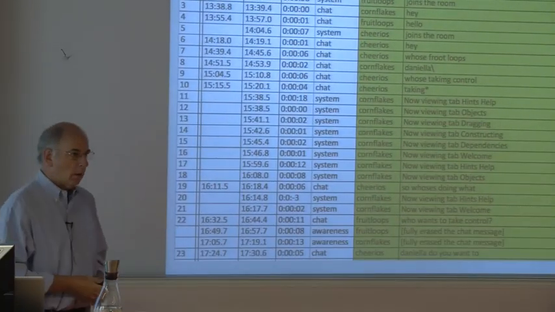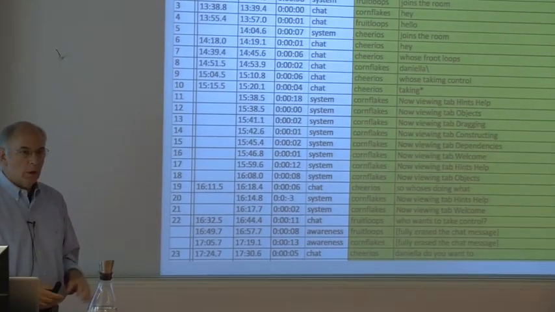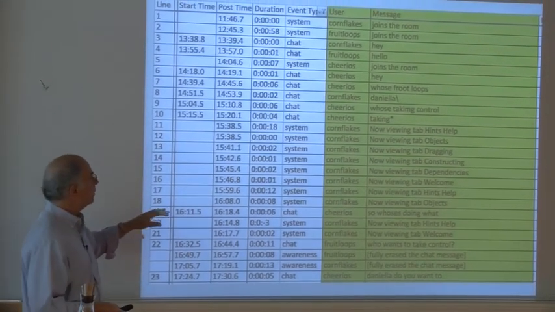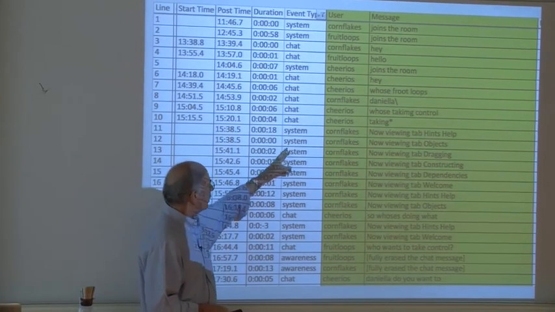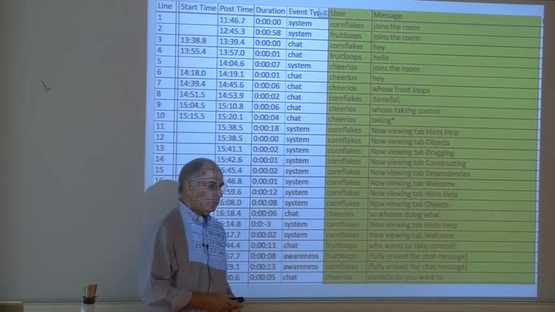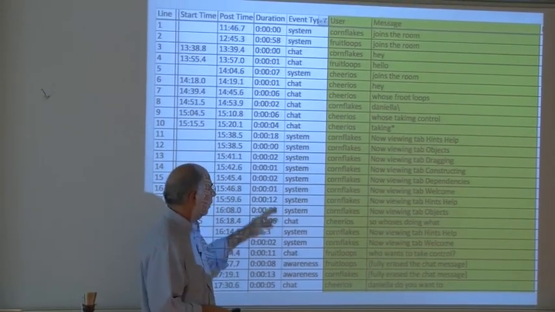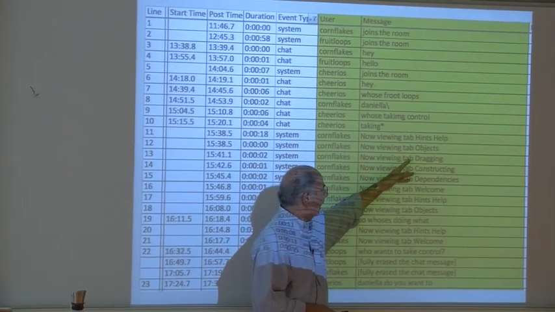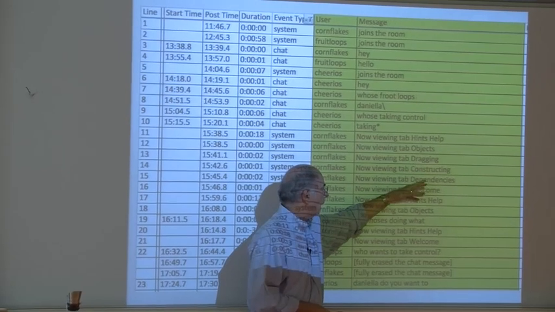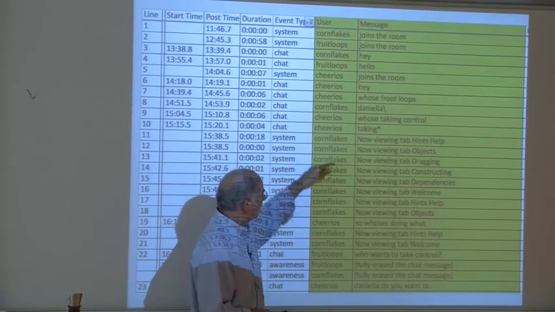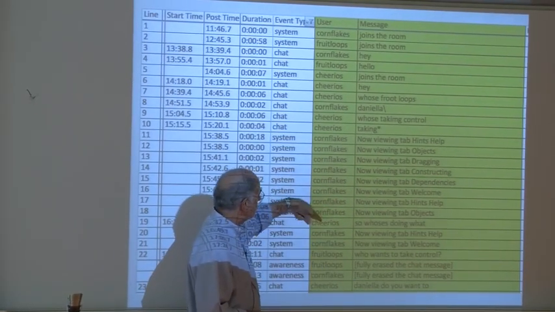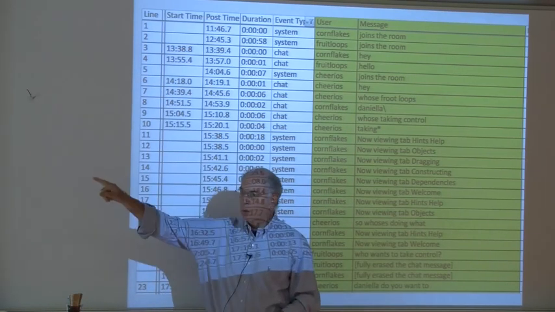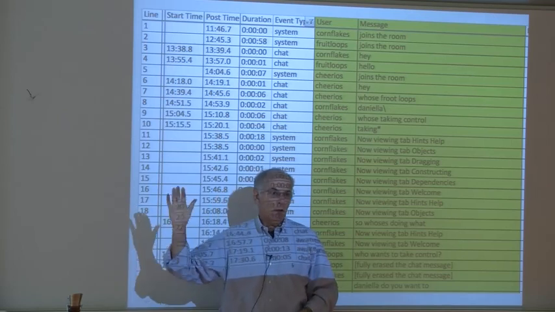So here's a log. We can produce a spreadsheet log of what happened. And the spreadsheet includes system comments. So Cornflakes is now viewing the tab called objects, or called dragging. So you see in this series that one of the students, the one named Cornflakes, is looking through all the different tabs to get an overview.